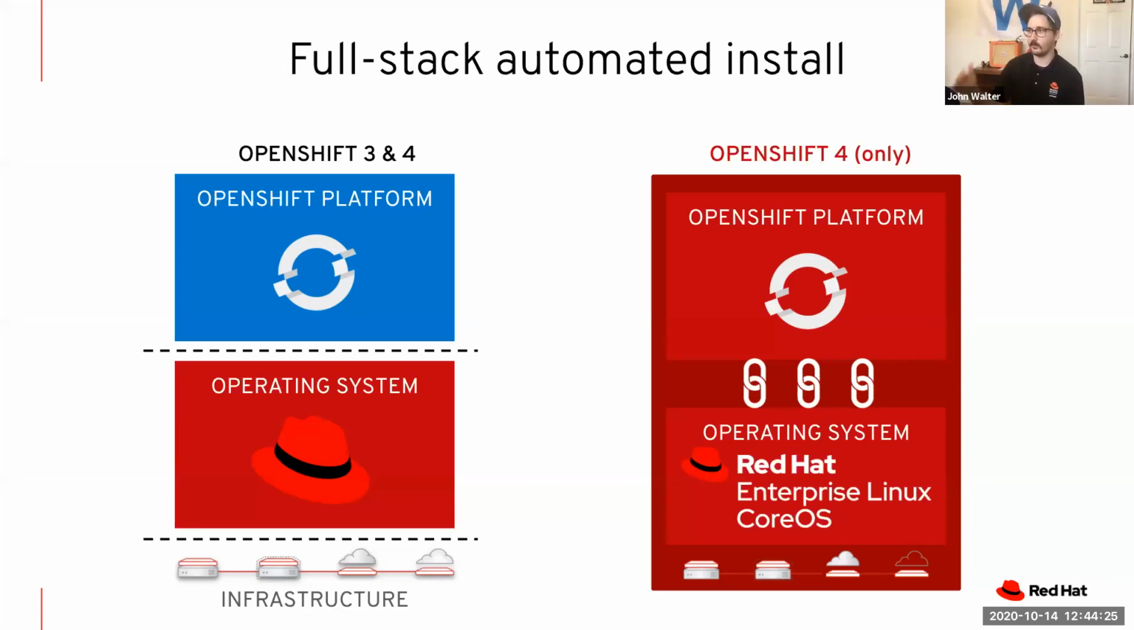Whereas with OpenShift 4, there's now an automated install that has this all bundled together. So essentially, CoreOS is a component of the product, right? And so with OpenShift 4, the install is going to first configure the underlying provider. It's then going to spin up the RHEL CoreOS nodes, and then it will deploy the OpenShift cluster and the services on top of that, all done automatically.